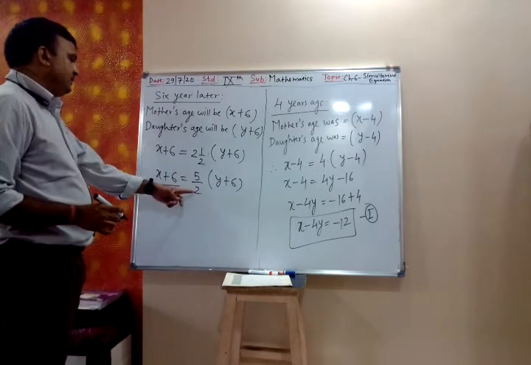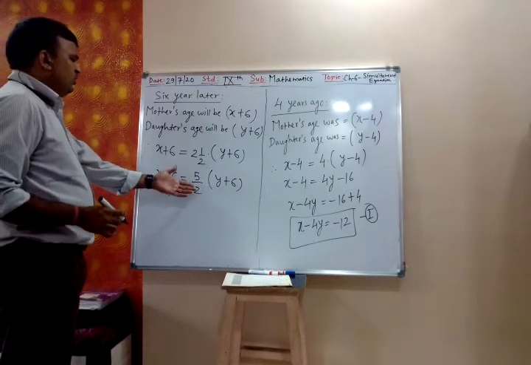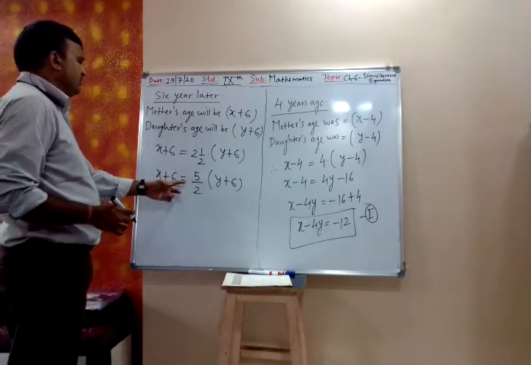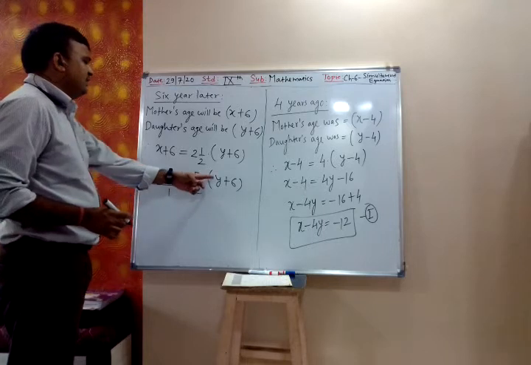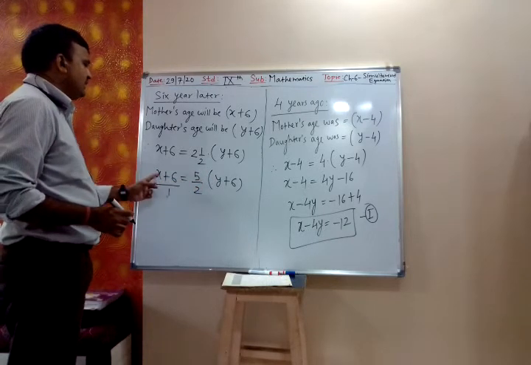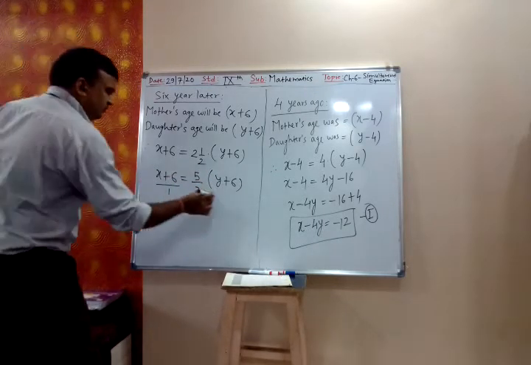Yes, what do you get? You can open the bracket, but you cross multiply. No, if you open the bracket, fraction will come. To avoid that fraction, I am telling you cross multiply.